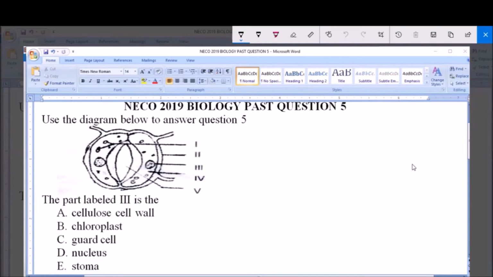Hello, good day, and welcome. I will be answering NECO 2019 Biology Past Question 5. Use the diagram below to answer question 5.